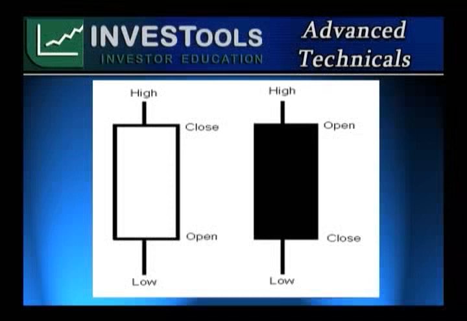called the shadow. If the closing price is higher than the opening price, the body of the candlestick will be left empty, or white. If the closing price is lower than the opening price, then the body of the candlestick will be filled in, or black.